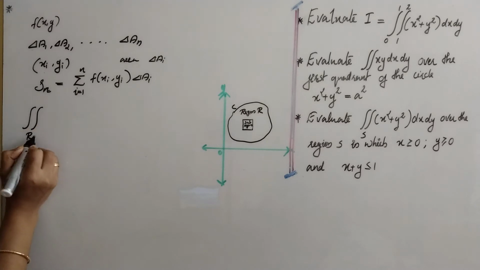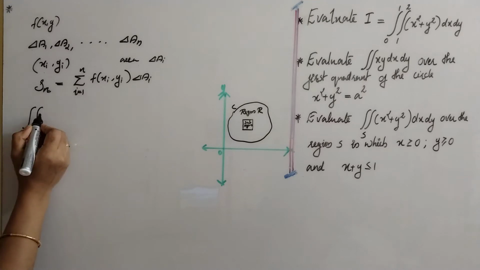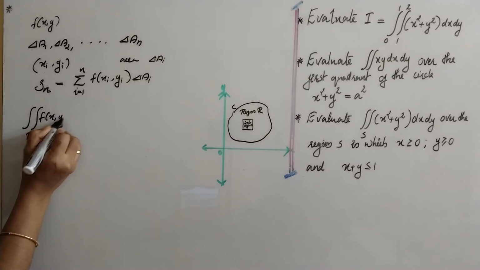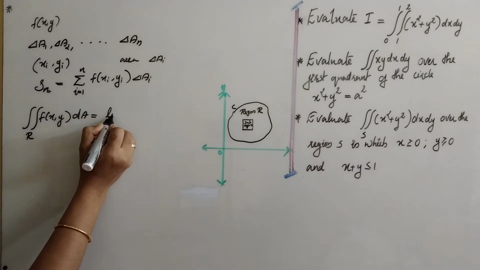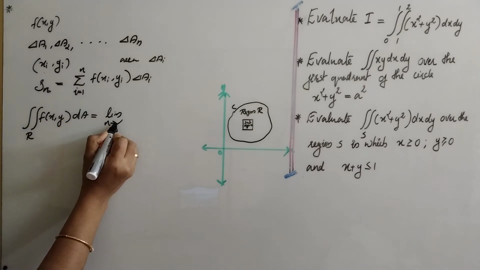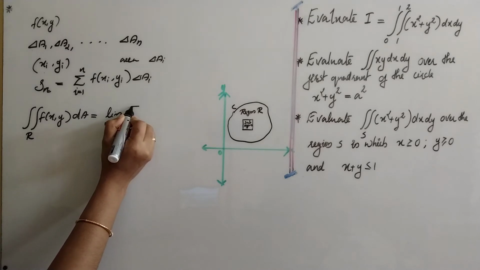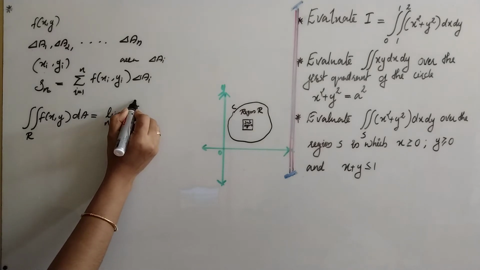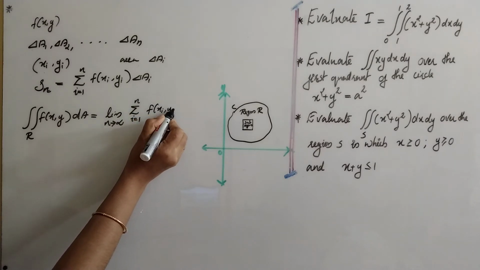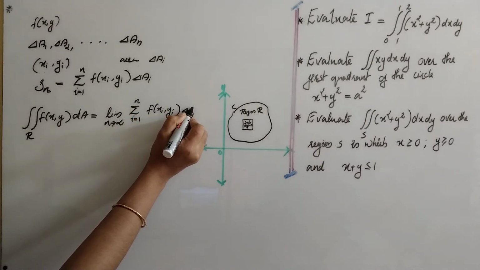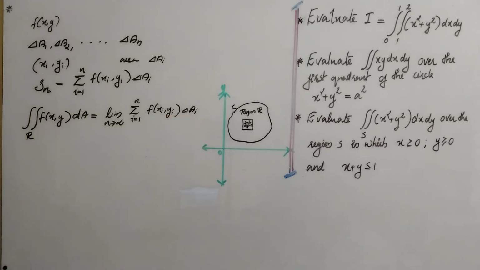We can mathematically write it as double integral over the region R f of x y dA is equal to limit n tends to infinity summation i is equal to 1 to n f of xi yi into delta Ai. The region R is called the region of integration.